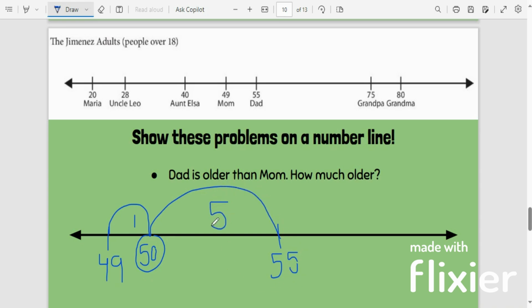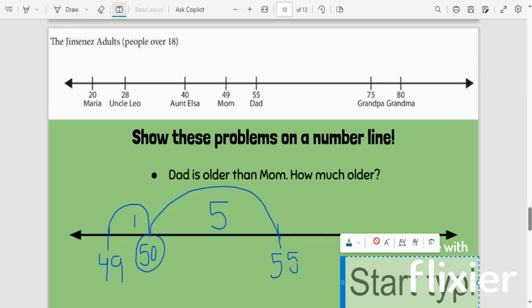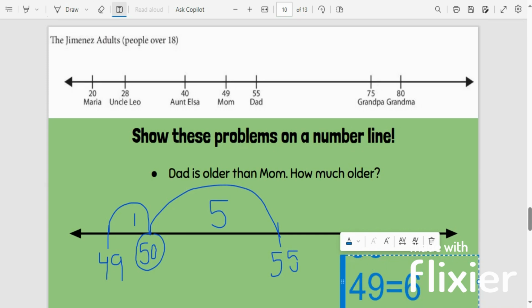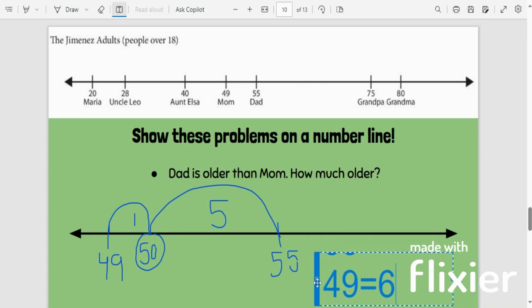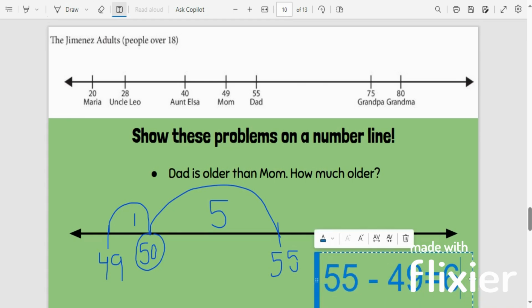I'm going to label this hop, and then I can add my hops together to get my answer. I know that 5 plus 1 is 6, so mom and dad must be 6 years apart. In order to do my equation, I would take the bigger number, 55, minus the smaller number, 49, and I would get an answer of 6, which was my number of hops. Let me move this over so you can see the equation. There we go. 55 minus 49 equals 6. And I showed my work on my open number line.